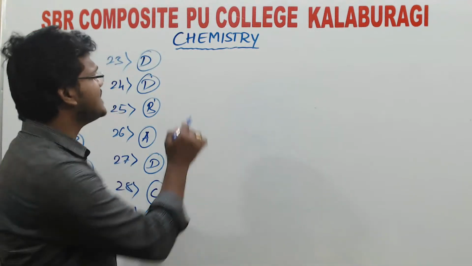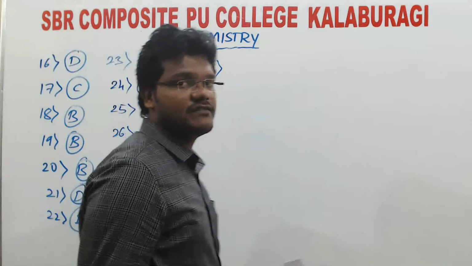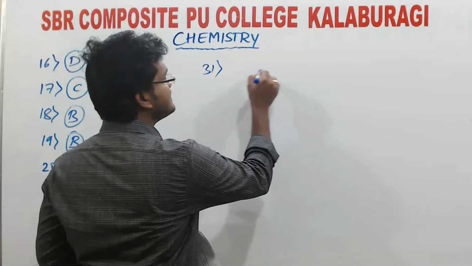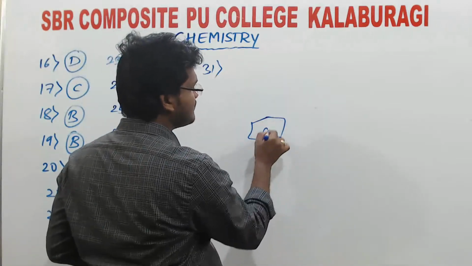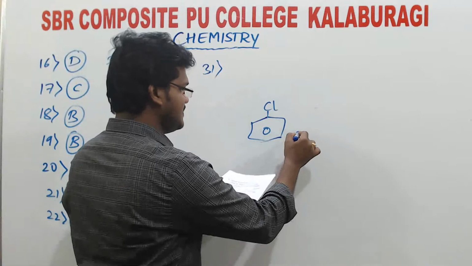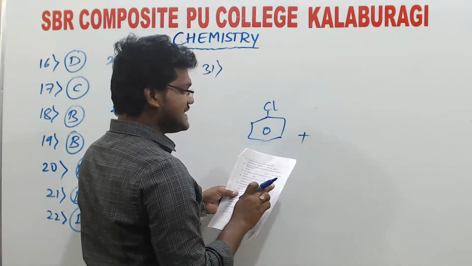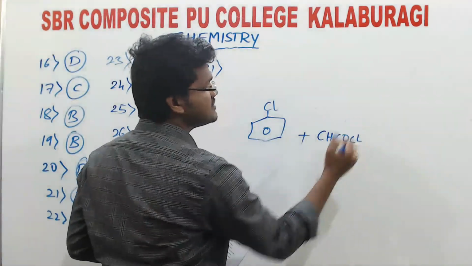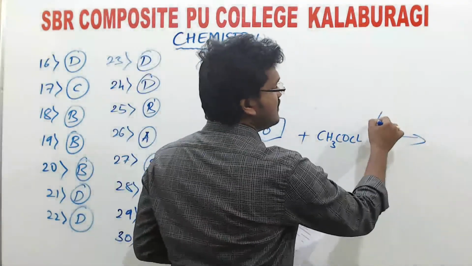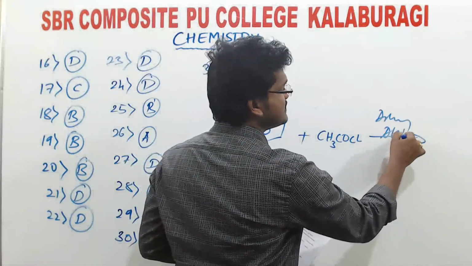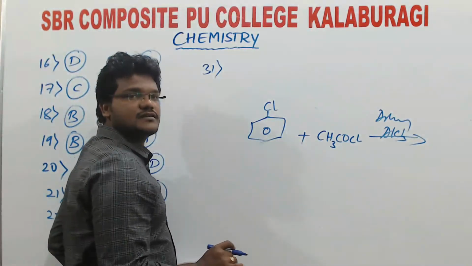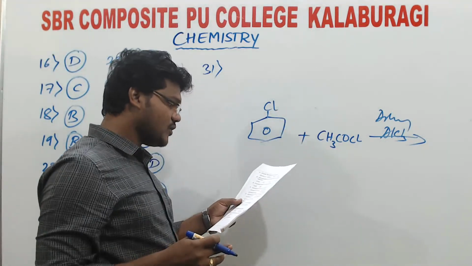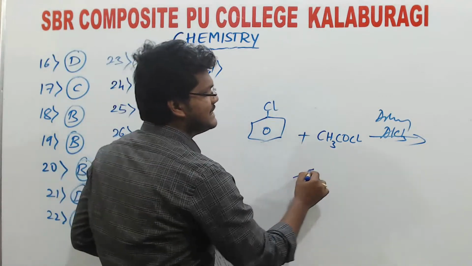Let's go for 31. Chlorobenzene on treatment with acetyl chloride, CH3COCl, in presence of anhydrous AlCl3. Obviously, you are going to get two products. The electrophile will go and attack ortho and para. So that is why it is option C.